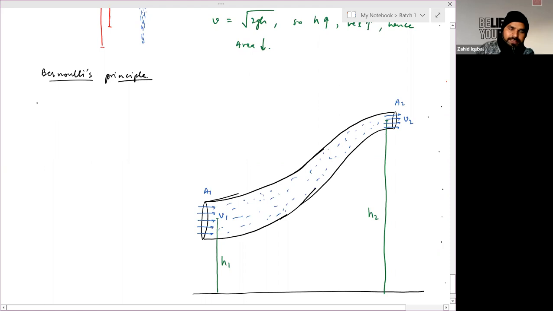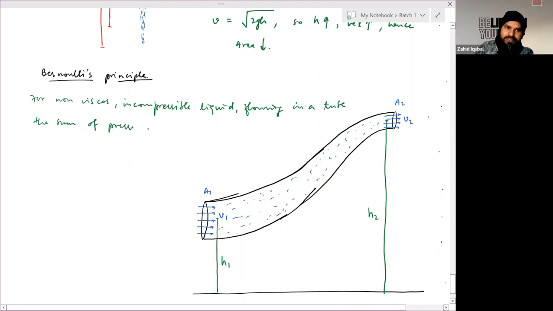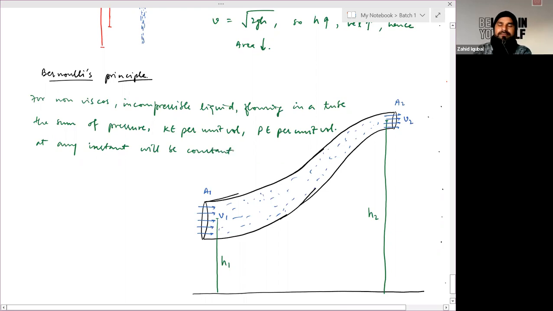So according to this Bernoulli's principle statement, for non-viscous, incompressible liquid flowing in a tube, the sum of pressure, kinetic energy per unit volume, potential energy per unit volume at any instant will be constant. First, write it down, then I'm proving it.